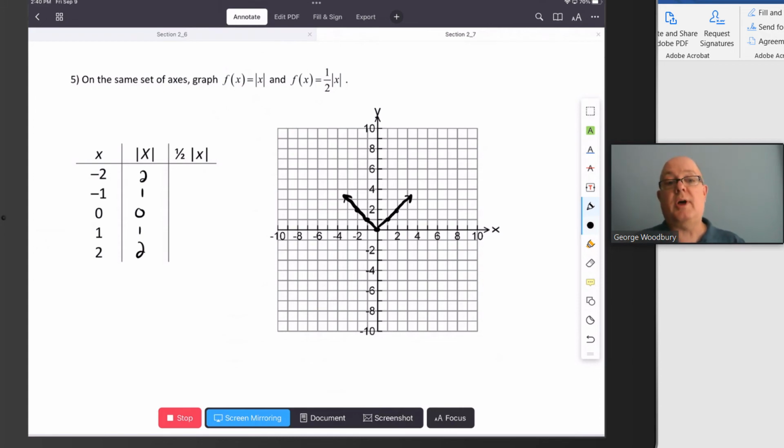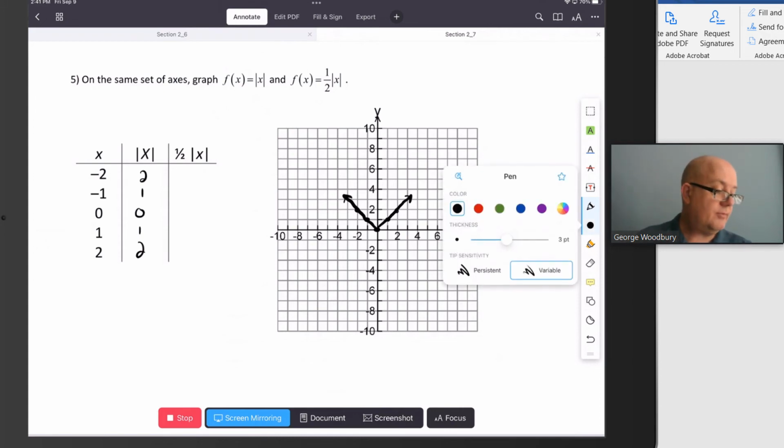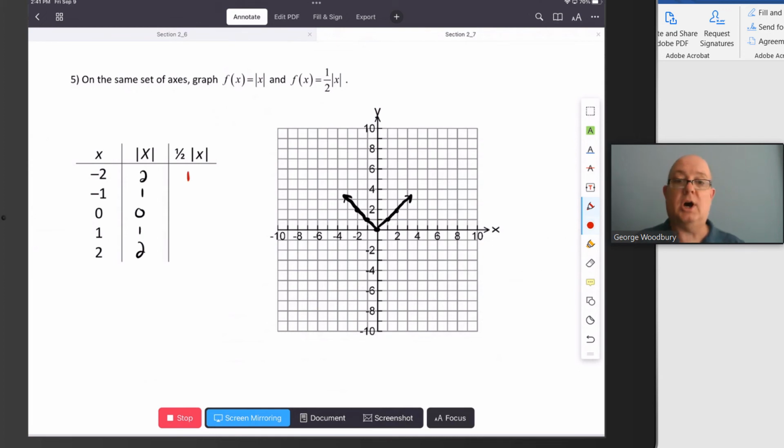What happens if we multiply those results by 1/2? Well, 1/2 times 2 is 1. 1/2 times 1 is 1/2. Half of 0 is 0. Half of 1 is 1/2. Half of 2 is 1. I'm not going to put all the points on here, but I want to focus on 0, 0, 2, 1, and negative 2, 1.